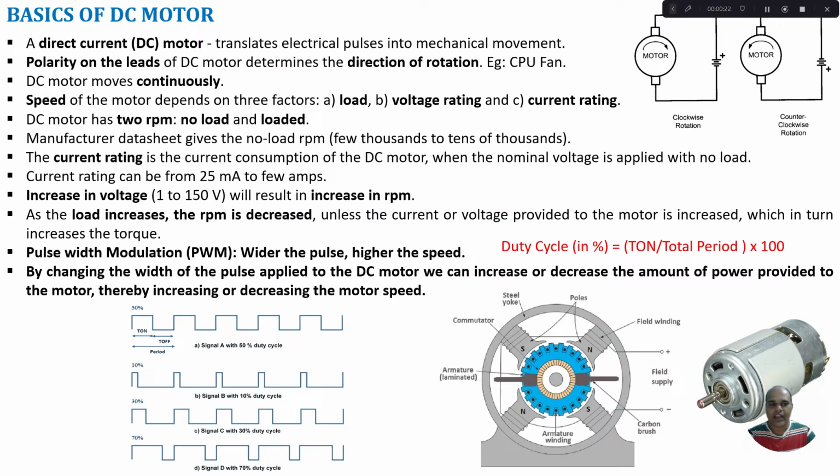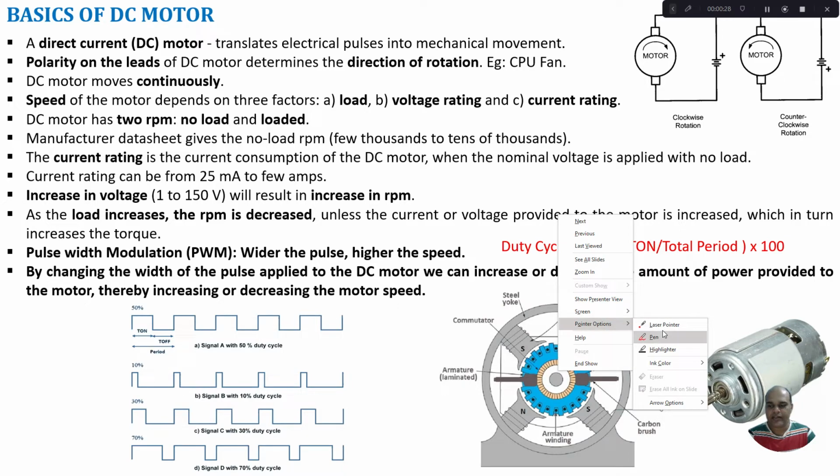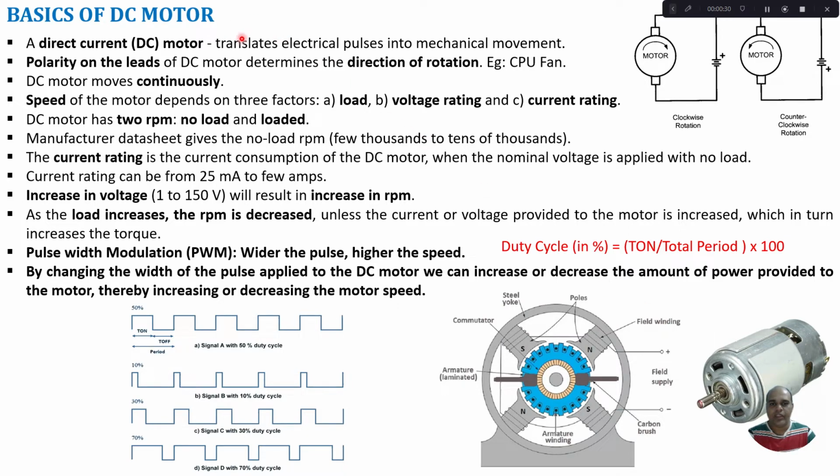So first, let us start with the basics of a DC motor. A DC motor is a direct current motor. It translates electrical pulses into mechanical movement. So when I provide an electrical signal to the motor, it converts it into a rotation, a mechanical movement.